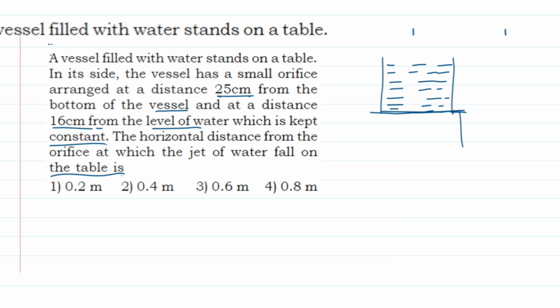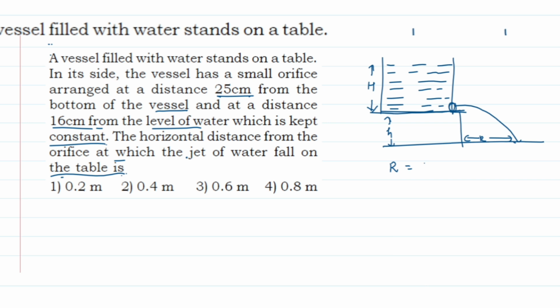The orifice you are keeping at this height. Now the liquid is going to come outside, and suppose this height you are taking as capital H, and this will be at a height small h, and this will be the range you are taking. See here, it's given clearly, the horizontal distance from the orifice at which the jet of water falls on the table. This range they are asking, right? This range they are asking. Range, what will the formula be in this sense? Here we can take range as nothing but distance.